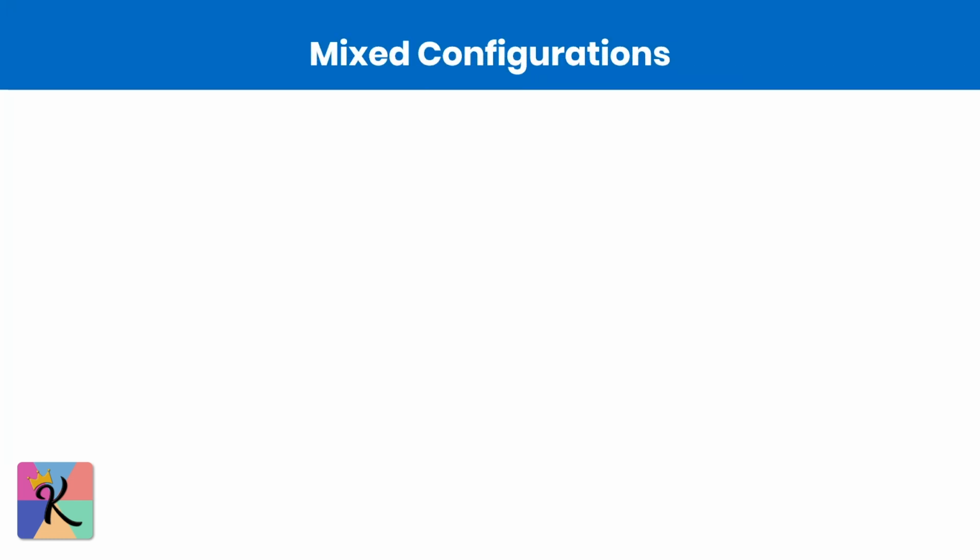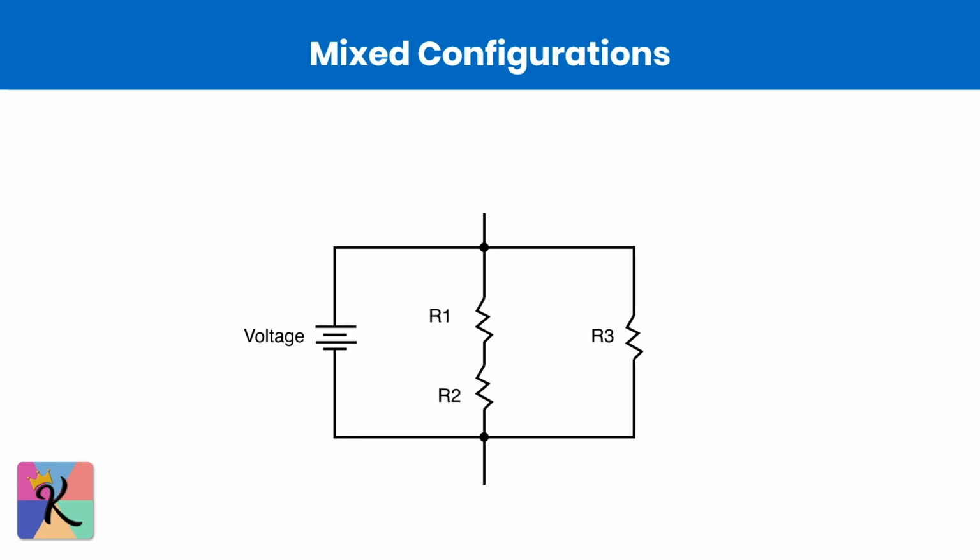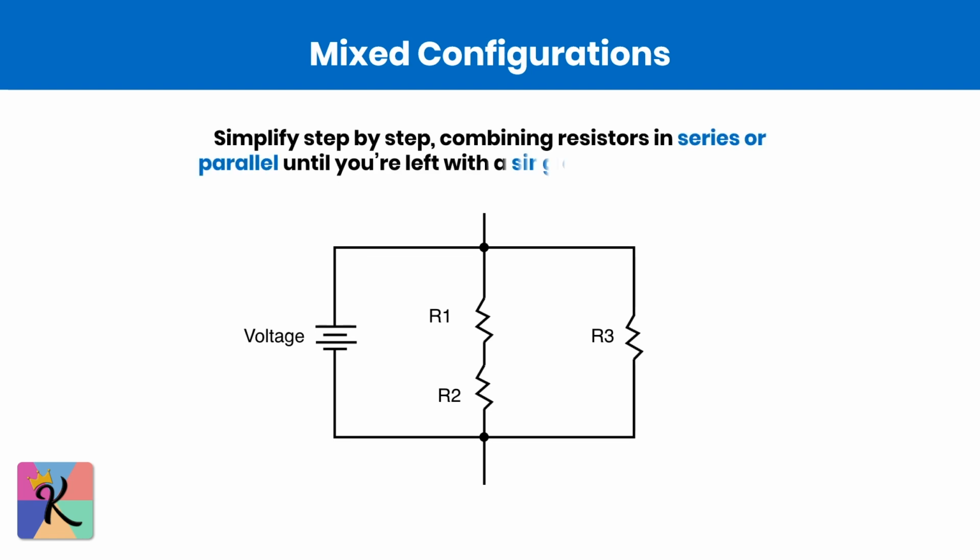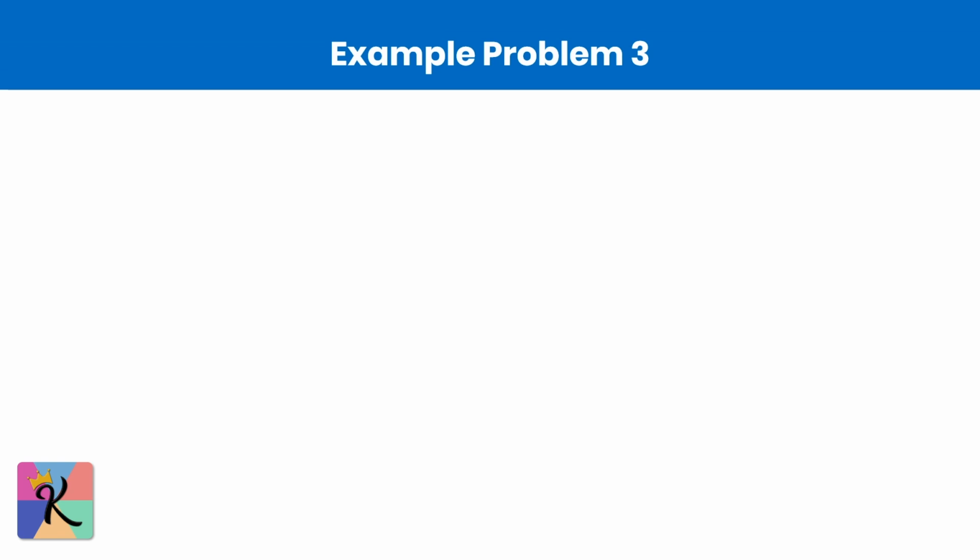Mixed configurations. Many real-world circuits combine both series and parallel resistors. To analyze these, simplify step by step, combining resistors in series or parallel until you're left with a single equivalent resistor. Let's solve this example.